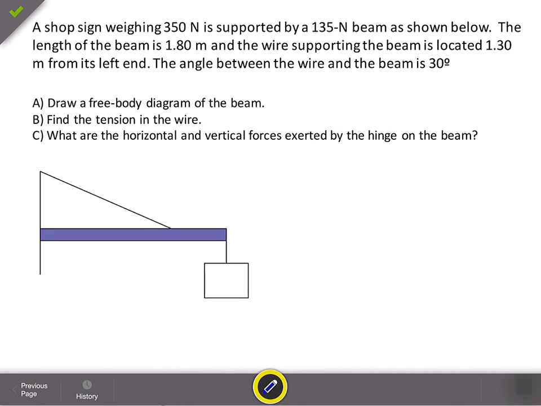This last problem we are going to do together in class, so please just read through it. You can try it yourself, and we will review it in class tomorrow.